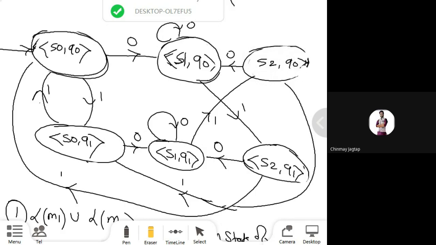Excuse me, sir. Sir, what if one of those two machines is having multiple final states? Any one of them or both of them? Means, suppose M1 has 2 final states and suppose M2 has only one final state, then in such a case how will we do the intersection?